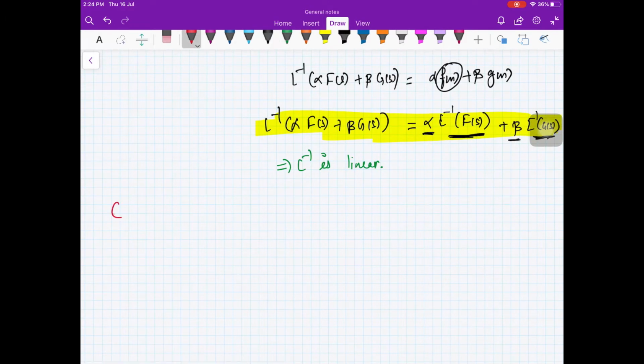So this is the property which we are going to use again and again. So let me give you some examples. For example, if you want to find out what is L inverse of 2s plus 5 upon s square plus 25.